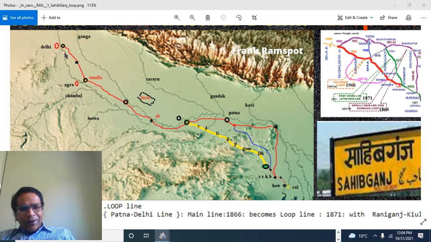We generally see Howrah most of the time, not Calcutta. Howrah and Calcutta are like twin cities. The Hooghly River, the Bhagirathi River, separated them. Suppose you build a railway line from east of the river Ganga, and you have to cross the Ganga, and again you have to cross the Ganga to go to Delhi.